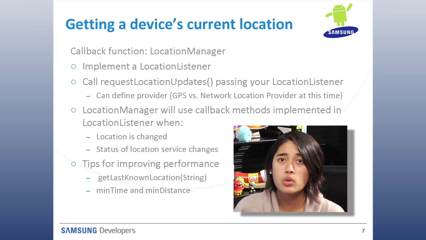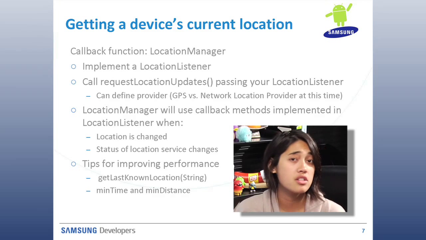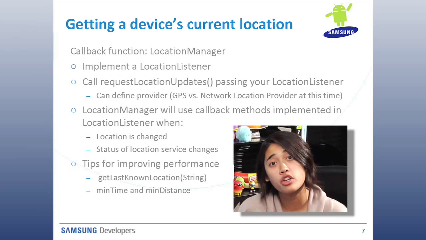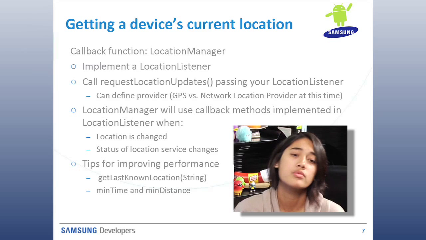Now, at this point, you can define whether you want to use GPS or the network location provider, or you can not specify it, and then it would use a combination of both or whatever is available that would meet your criteria. So the location manager will then use your callback methods that were implemented in the location listener. And this will happen when a location is either changed or the status of the location's service has changed.